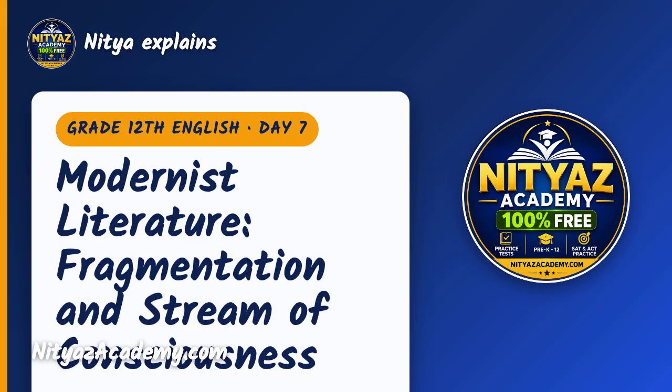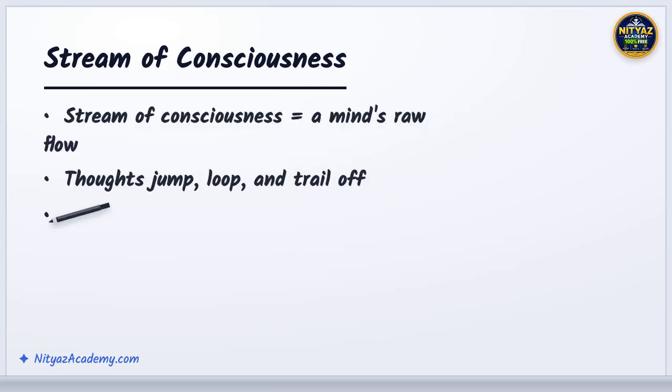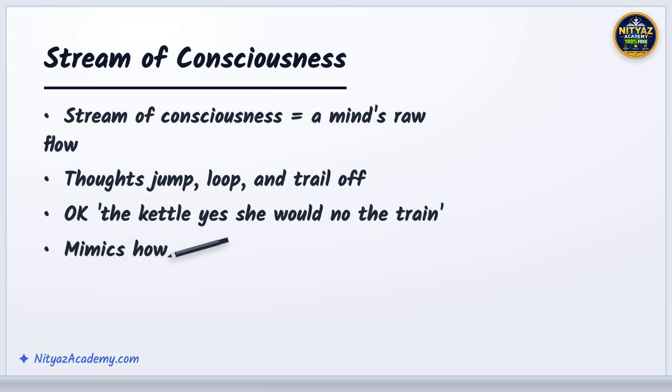Let's learn Modernist Literature, fragmentation and stream of consciousness together, step by step. Modernist writers like Virginia Woolf invented stream of consciousness, a style that follows a character's thoughts in their raw, jumping flow. Ideas loop, interrupt, and trail off, just like real thinking. It can feel disorienting at first, but that's the point. The author wants you inside a living mind. Don't fight the messiness. Let it carry you through the character's inner world.